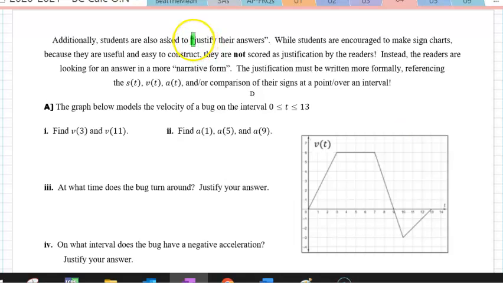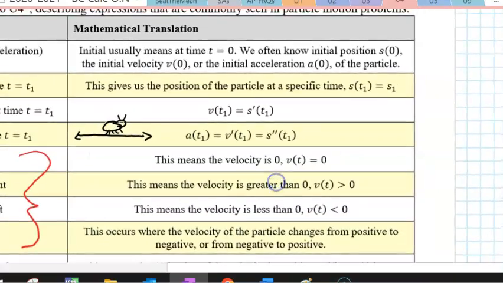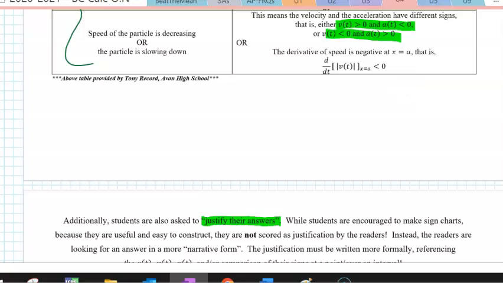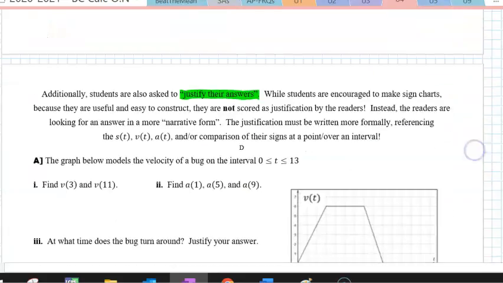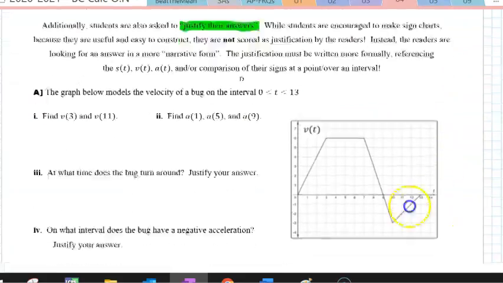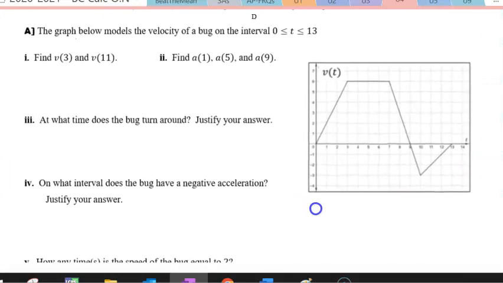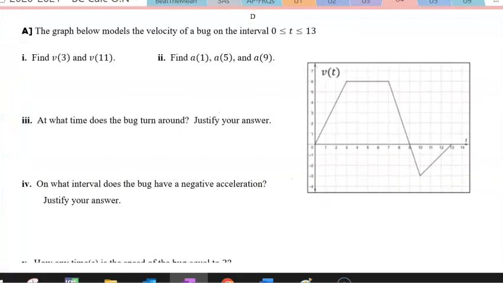Now, we have to make sure we're justifying our answers, not just by using sign charts, but by using good mathematical terminology. By that, I mean our reasoning and our translations. The stuff we have listed here in the right-hand column is perfect for what we want to say. We want to use this specific language as we answer our questions if they ask us to justify. So here is our first particular problem. We have v of t, the graph listed from 0 to 13 of some type of bug.